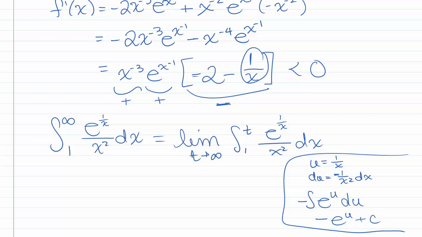So going back, that means that our original integral is the limit as t goes to infinity of negative e to the 1 over x evaluated from 1 to t.